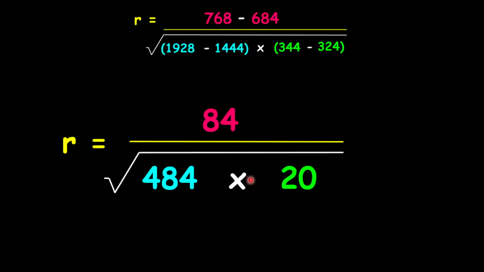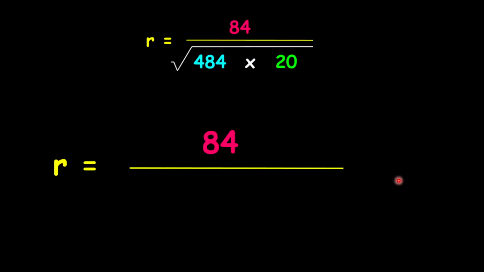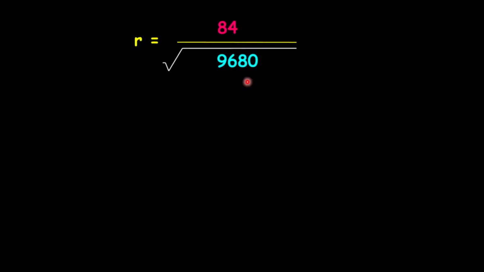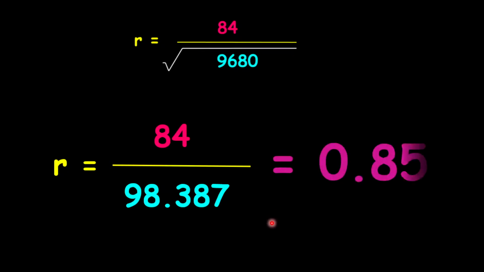And so let us work out here again. We'll just remind you about the equation. R is equal to 84 divided by the square root of 9,680, which is 484 multiplied by 20. Let's go a little further by working out the square root of 9,680. And what we'll have here is 84 divided by 98.387. Now this is equal to 0.85.